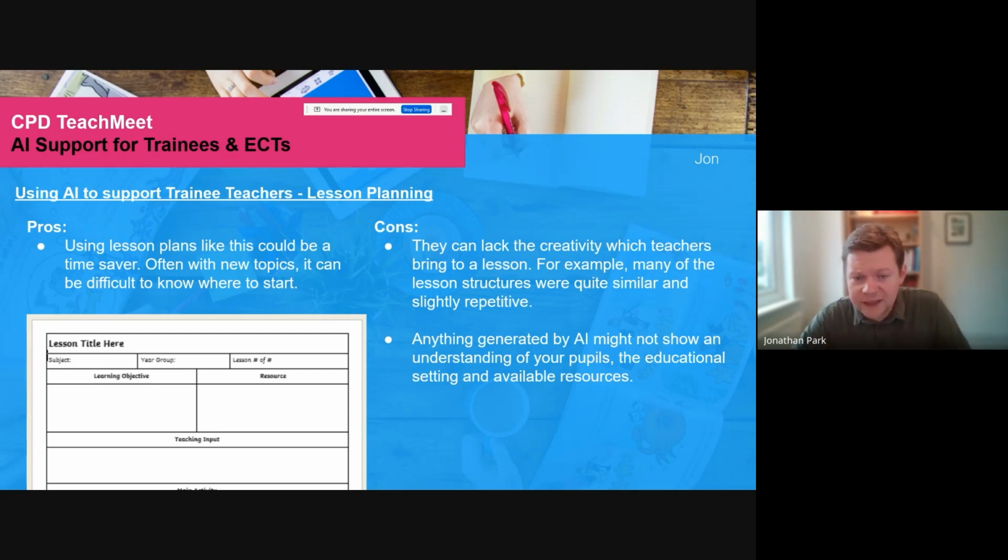The cons, obviously, it can lack creativity, which you as a teacher bring to the lesson. One of the comments and feedback I've seen from teachers using ARI is safe, but unimaginative, or needed some changes, but generally a really good start. And that's what you're going to get with AI at the moment. And secondly, anything generated by AI, you've already mentioned this in the comments, might not show an understanding of your pupils, the setting, and the resources.